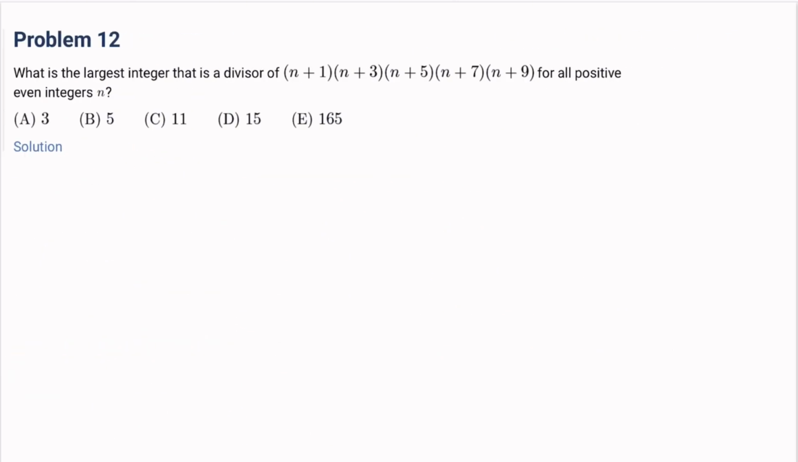Number 12. What is the largest integer that is a divisor of n plus 1, n plus 3, n plus 5, n plus 7, n plus 9 for all positive even integers n?